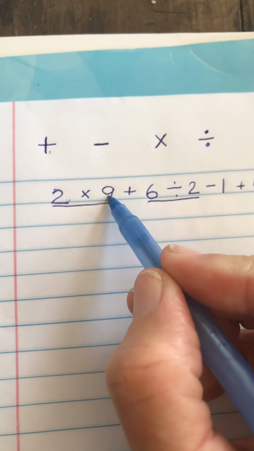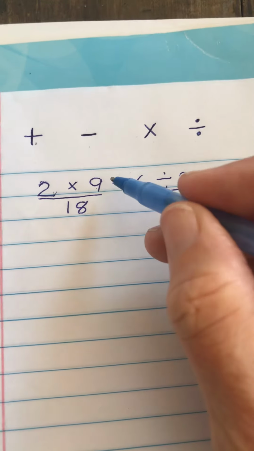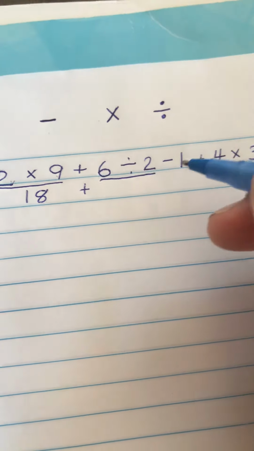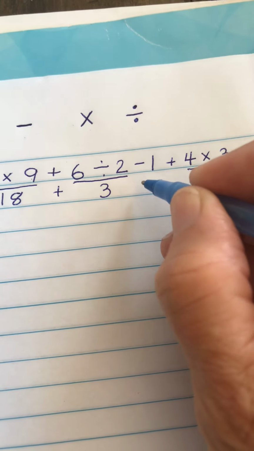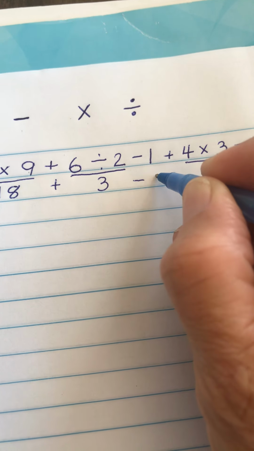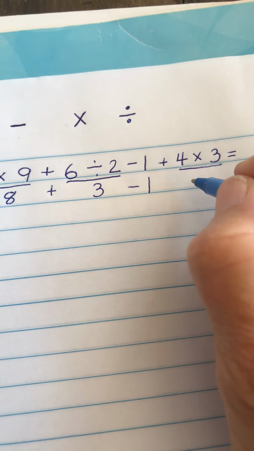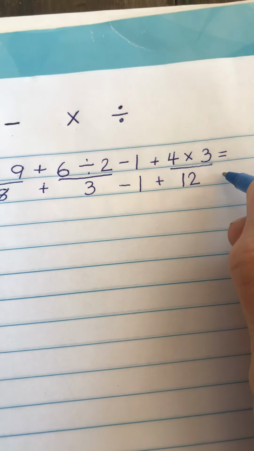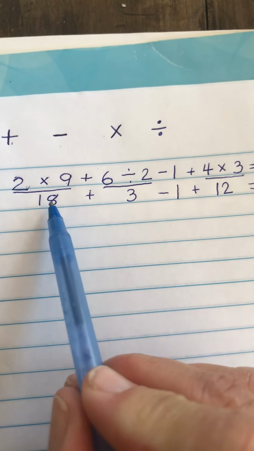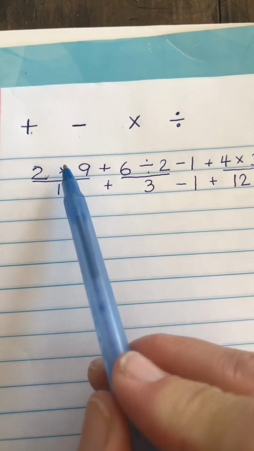So 2 times 9 is 18. We'll just bring down that plus sign. 6 divided by 2 is 3. And we're going to bring down that minus sign and the 1 because we haven't done it yet. And then 4 times 3 is 12. And we're bringing down that plus sign. Now we're ready to just work left to right, because we've done all of the multiplication and division problems out of the whole set.